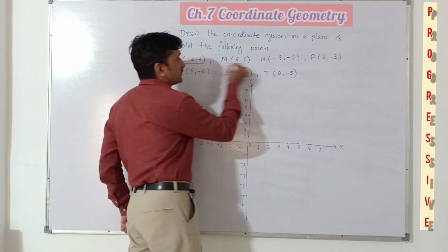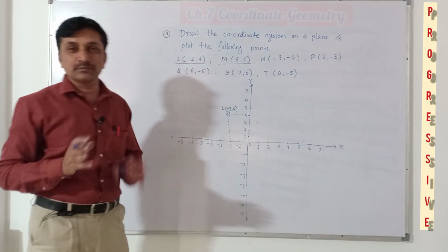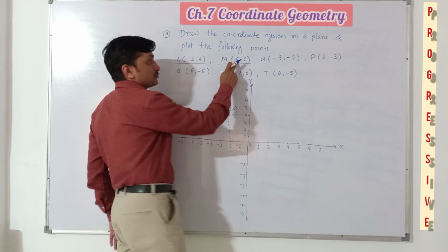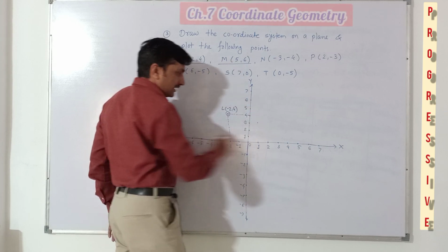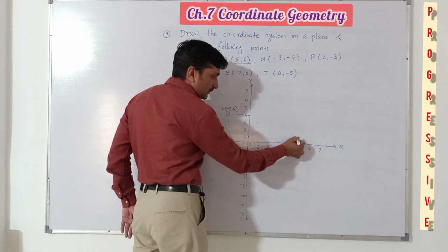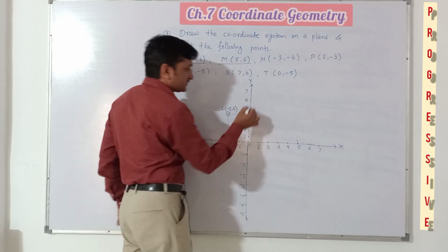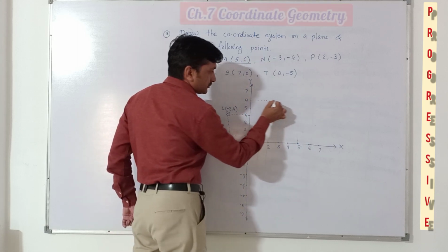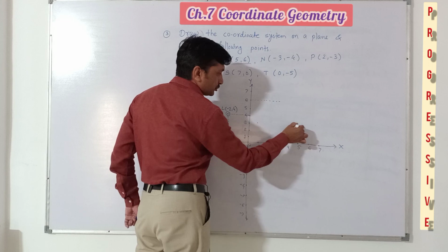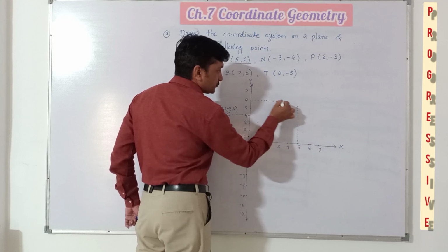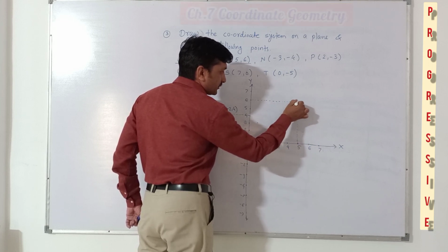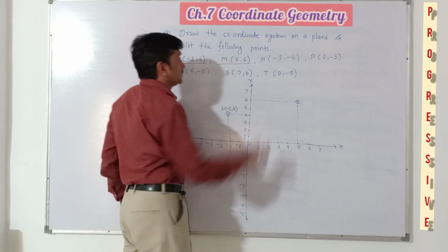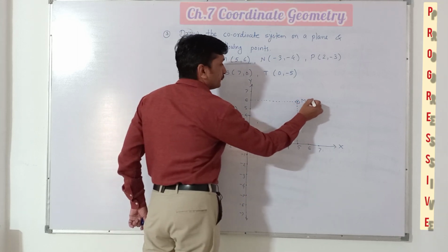Second point is M, 5, 6. Both are positive, first quadrant. Now first point X coordinate. On x-axis 5 is here, and second 6 here. Then in this way you draw dotted line straight. I am not using scale here, by freehand I am drawing here, but you use scale. It is second point M, 5, 6.